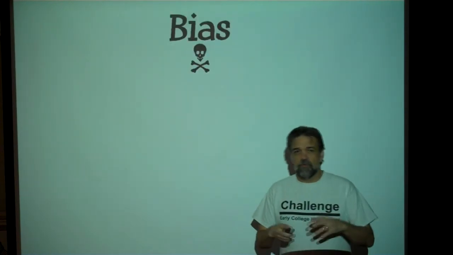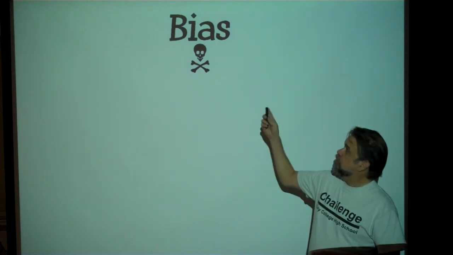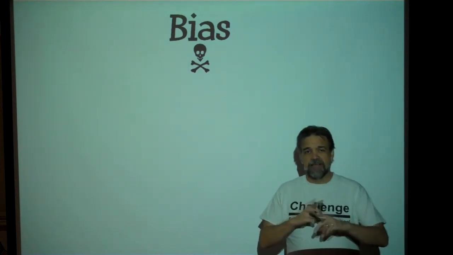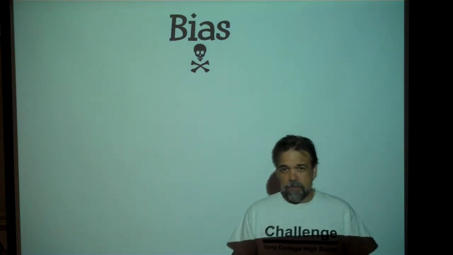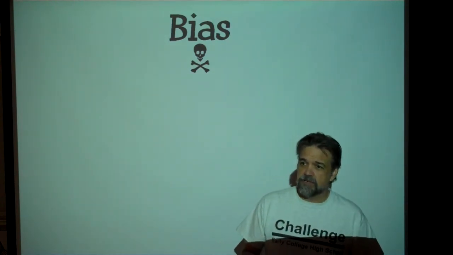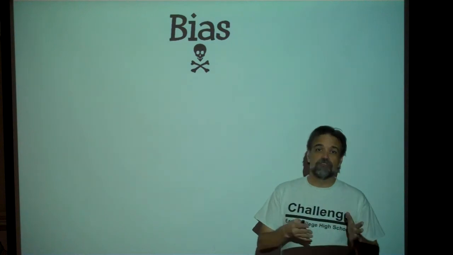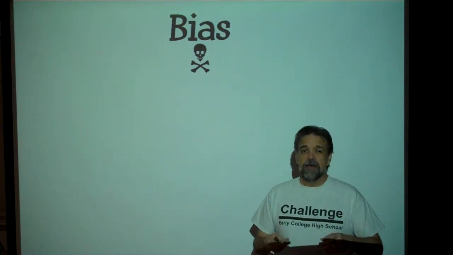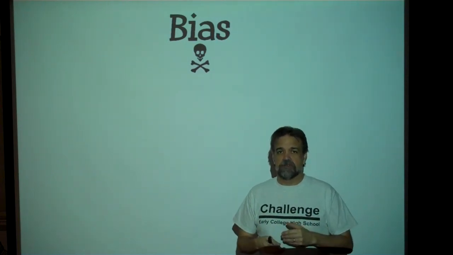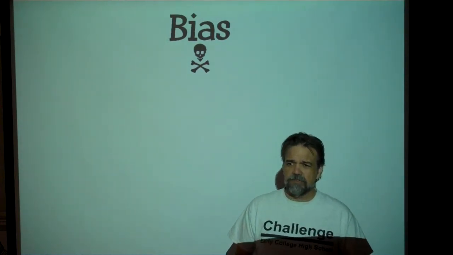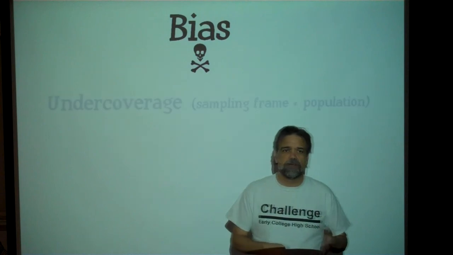So what can go wrong? You can get bias. Bias is bad. Why is bias bad? It's because if you have a biased sample, or if you do a biased measurement, what you're measuring is not what you're trying to measure, okay? Bias is a systematic mismeasurement, all right?